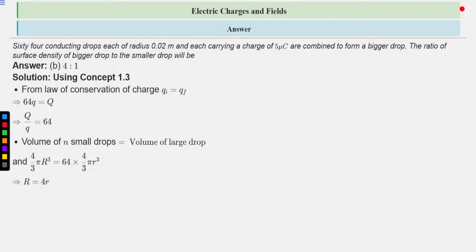So after solving we will get capital R is equal to 4r, means the radius of the bigger drop is equal to 4 times the radius of the smaller drop, and the ratio of the radius of the smaller drop to the radius of the bigger drop is equal to 1 by 4.